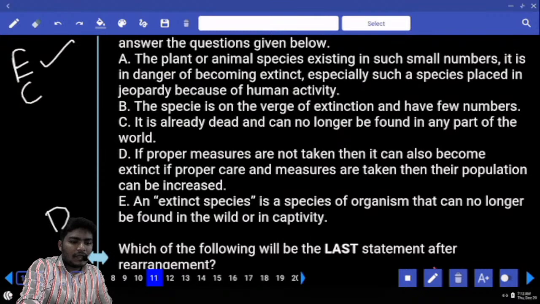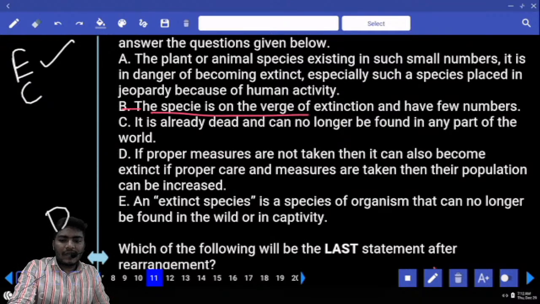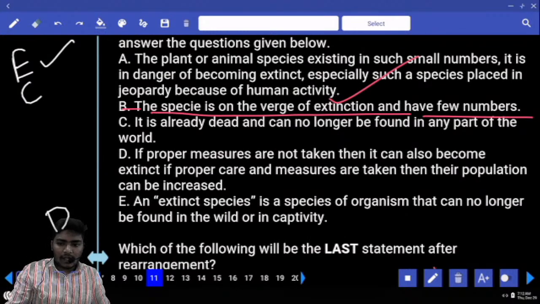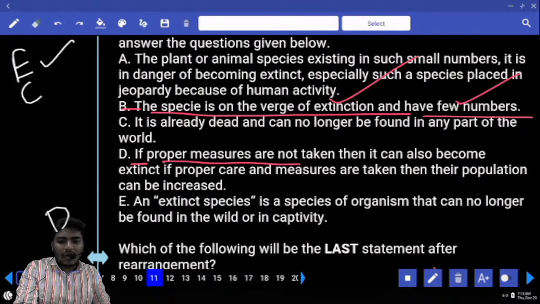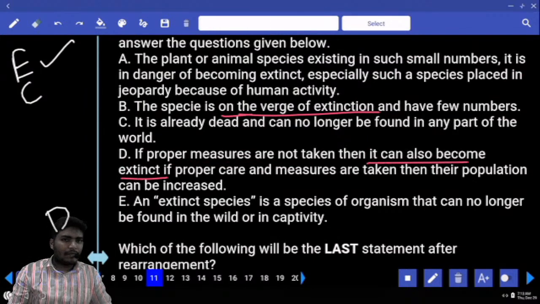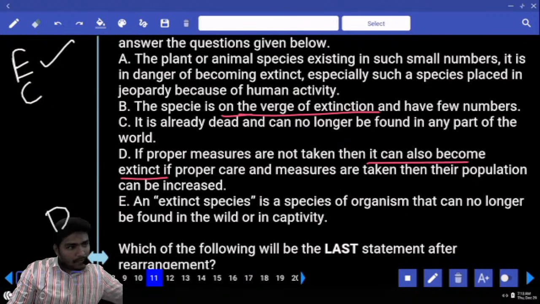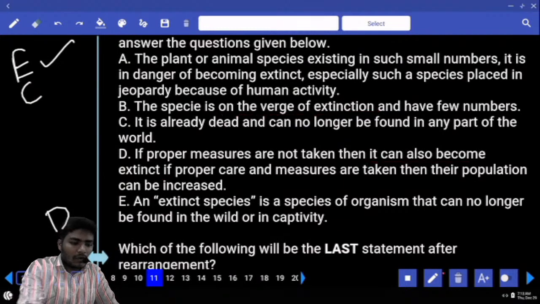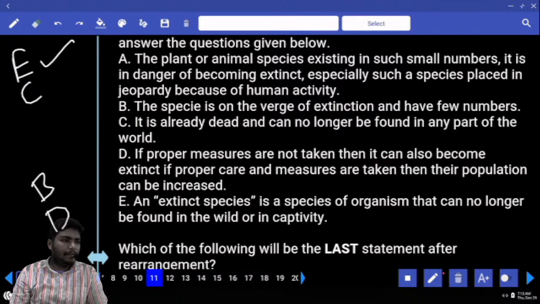Next, check for B. The species is on the verge of extinction and has few numbers. Continuation: verge of extinction means already dead or it has only a few numbers. Look at this: if proper measures are not taken, it can also become extinct. If you look at these two phrases, on the verge of extinction and it can also become extinct, it is already about to end. If proper measures are not taken, this will be ended. That is a pair. So one pair that we can make here is BD, right?